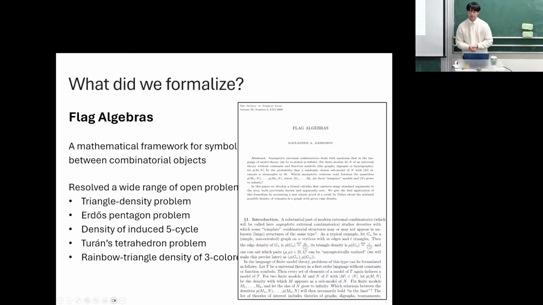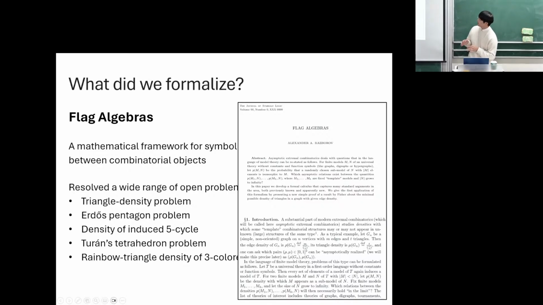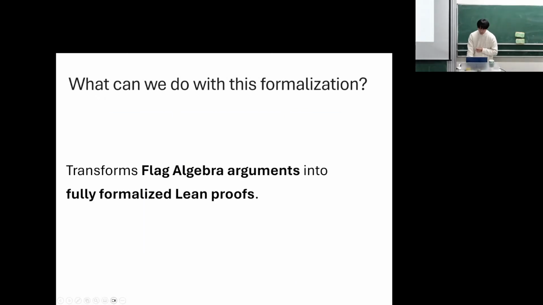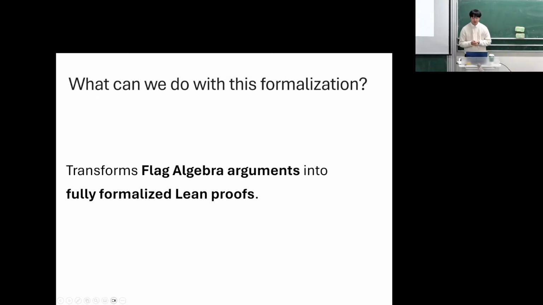In our Lean formalization, we closely followed Razborov's original paper on flag algebras, and we formalized most of the core theorems in this paper. This formalization took roughly 1 year to complete and consists of about 19,000 lines of Lean code. So what can we do with this formalization? Using it, we can transform flag algebra arguments into fully formalized Lean proofs.